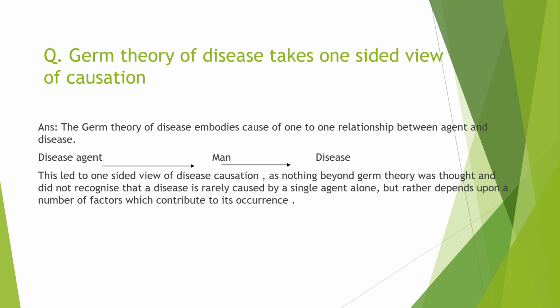It did not recognize that a disease is rarely caused by a single agent alone, but rather depends upon a number of factors which contribute to its occurrence. Because of its lopsided take on disease causation, germ theory of disease is taken as a very one-sided view of causation, where it only thinks on a single track.